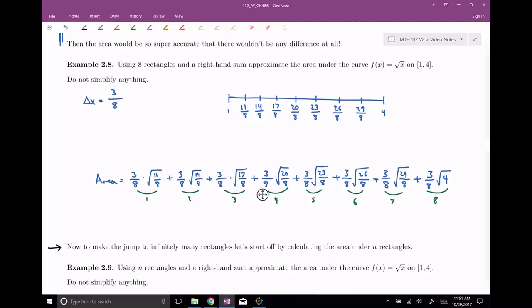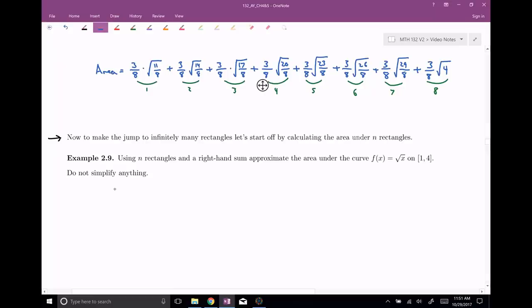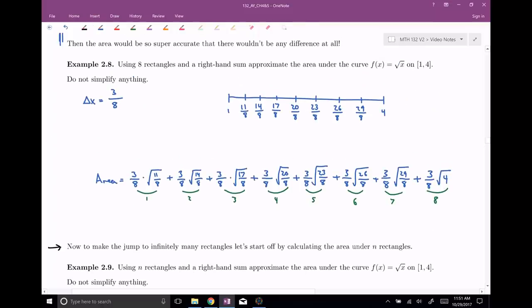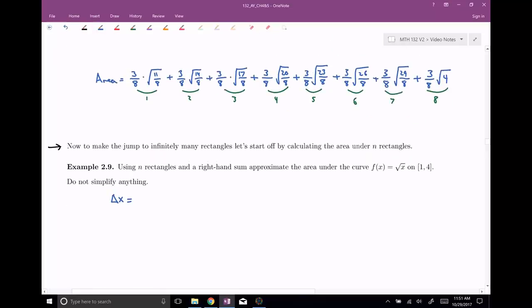So first of all, if I'm using n rectangles, just as before, I want to calculate out the width of each one of these rectangles. So the width is going to be the overall length. In this case, it's 3, because from 1 to 4 is 3. But instead of dividing by 8, because I had 8 rectangles before, I'm going to divide by n. So this is 4 minus 1 divided by n, or simplified down, 3 over n. So there's the width of each one of my rectangles.